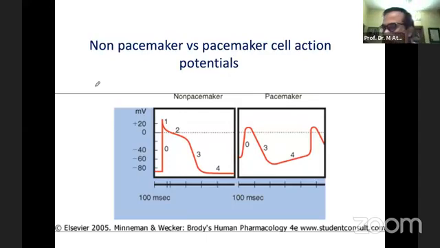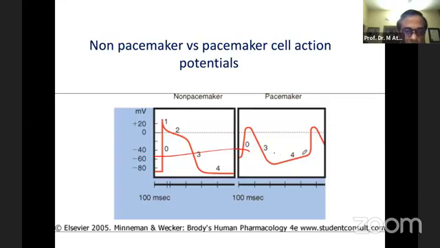I have already told that there are some myocytes, some pacemaker and non-pacemaker cells. The action potential of the pacemaker and non-pacemaker cell has some differences like this. This is the non-pacemaker cell. The transmembrane potential is minus 90 millivolts, compared to the pacemaker cell, where it is minus 60 millivolts. And this is the threshold potential.